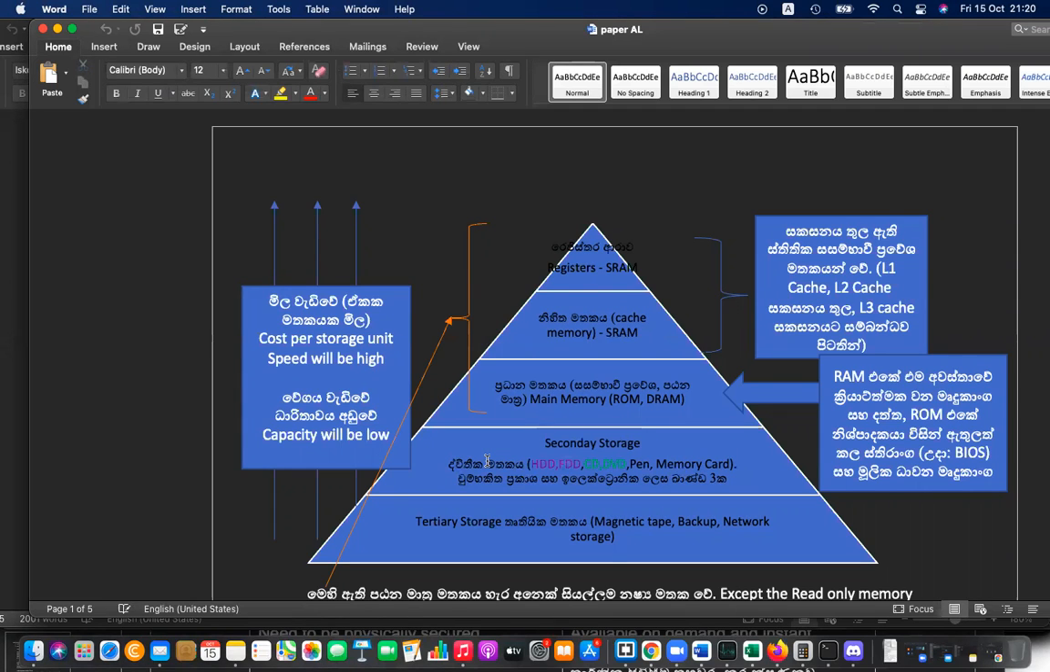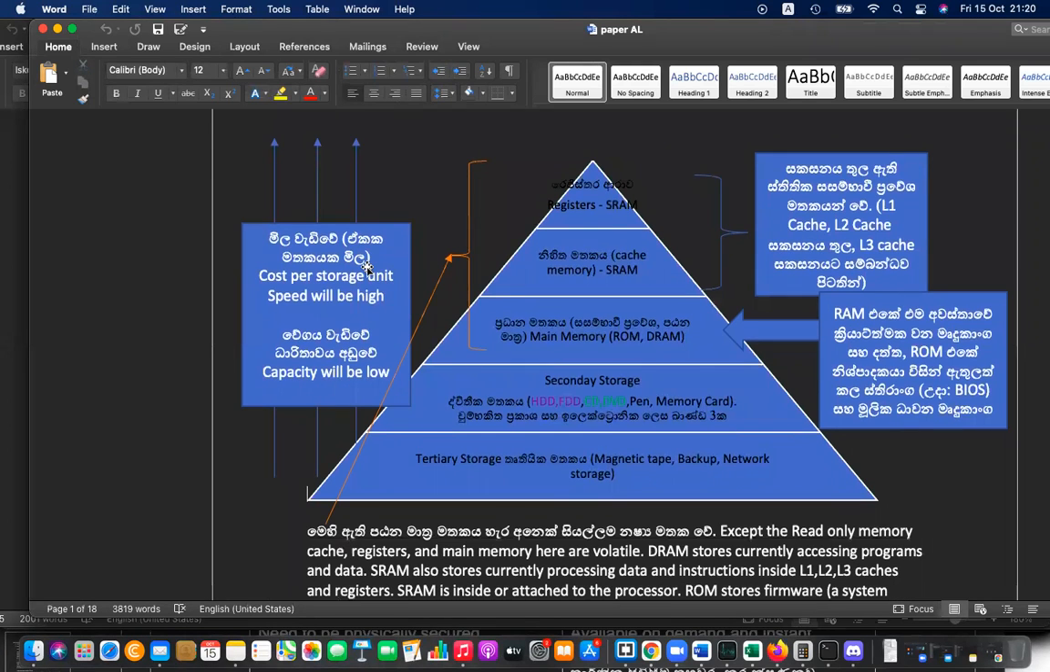Start from the registers to tertiary memories. Here speed is increasing, capacity is decreasing. Cost is also increasing. Take a screenshot of this, very important. I have taken this in A-levels. In A-levels and O-levels, this question is very common, but the A-level question will be more difficult than this.